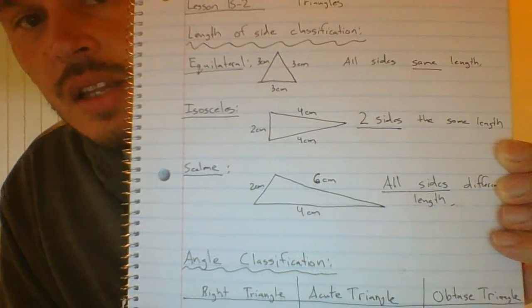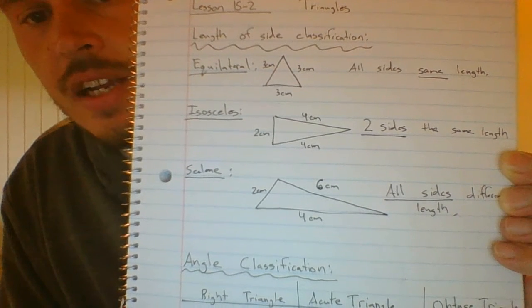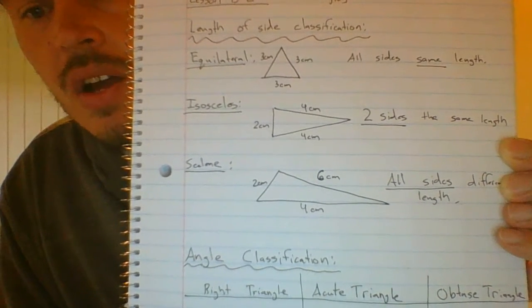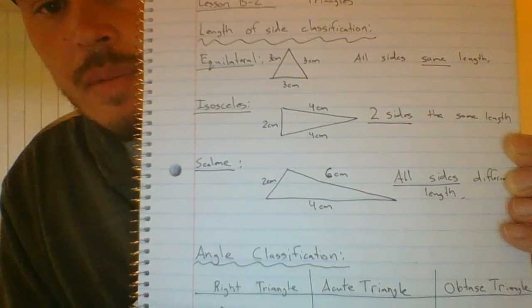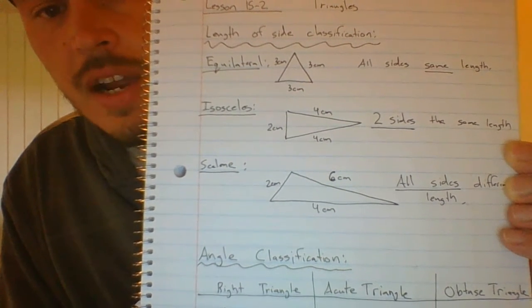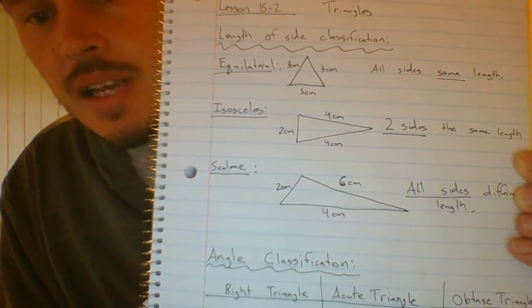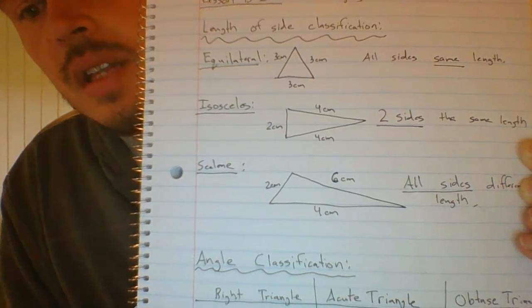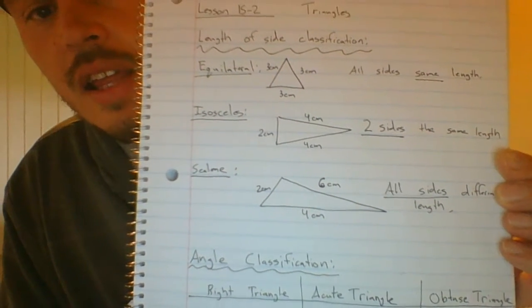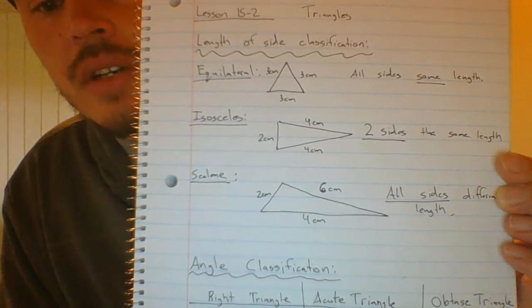Now, the last length of side classification is called a scalene triangle. Now, that means all sides are a different length. I always call it, to remember it, a scalene no triangle. So no as in no sides the same length. So if I was in class, it'd be like scaleno. Now it has 2 centimeters, 6 centimeters, and 4 centimeters. All those sides are a different length. So write down all the length of side classifications. Pause your screen if you need to.